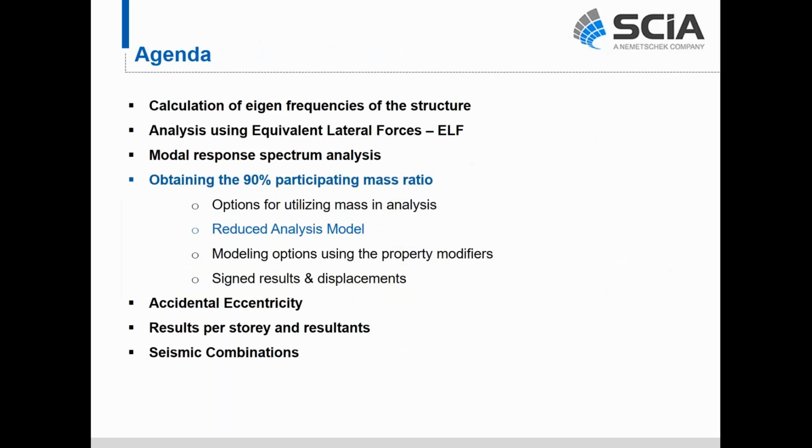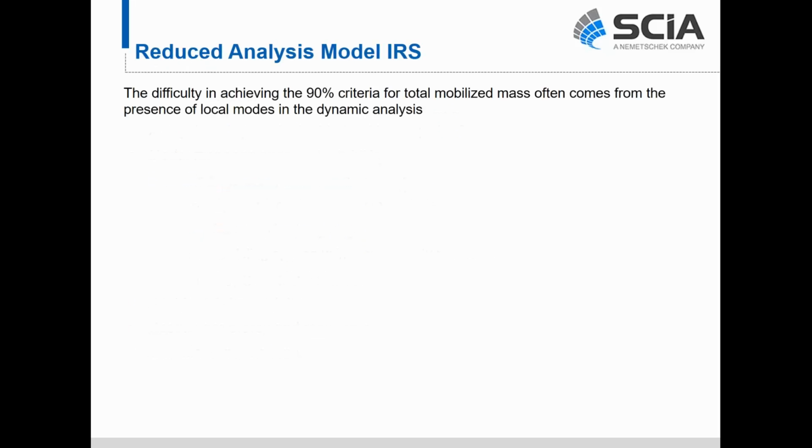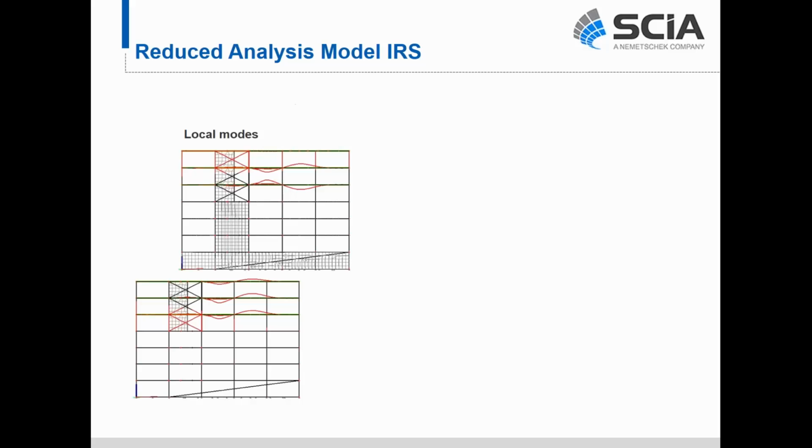Now another way that we in the software help to get to this 90% mass participation ratio is what we call the reduced analysis model. The reduced analysis model, or the IRS, is an analysis and model type that was created in order to help us achieve a more accurate 90% mass participation criteria when it comes to most models for dynamic analysis.